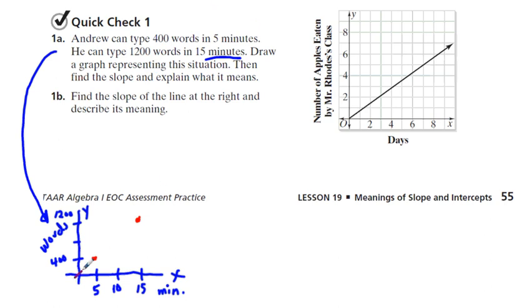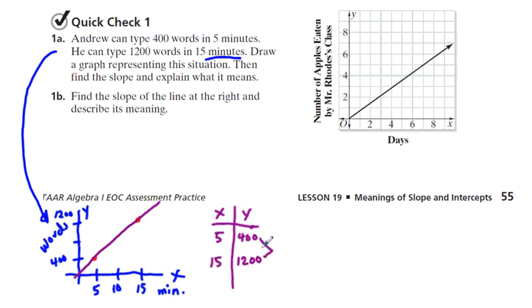I think it's going to be a direct variation. It's going to be something like this. Okay, this purple line. Then find the slope, explain what it means. Well, similar to how we've done in lesson 19 and also previous lesson 18, we're just going to put the 2 points here. We have 5 minutes. He's typed 400 words. That's 1 point. And then we have after 15 minutes, he's typed 1,200 words.